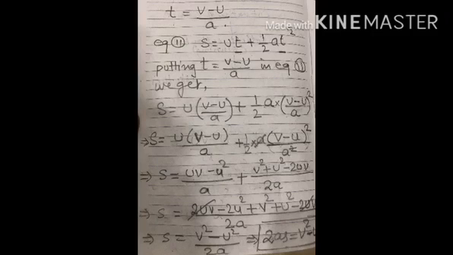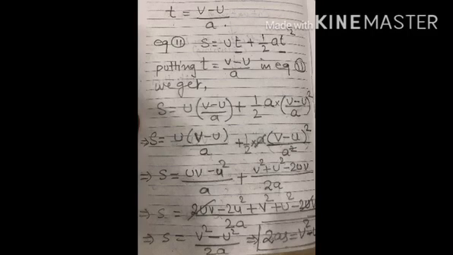which implies s is equal to u bracket (v minus u) upon a plus 1 upon 2a bracket (v minus u) upon a whole square. Now we cancel a square and a, the a is left over, which implies s is equal to (uv minus u square) upon a plus (v square plus u square minus 2uv) upon 2a, by using the identity (a minus b) whole square, which is equal to a square plus b square minus 2ab.